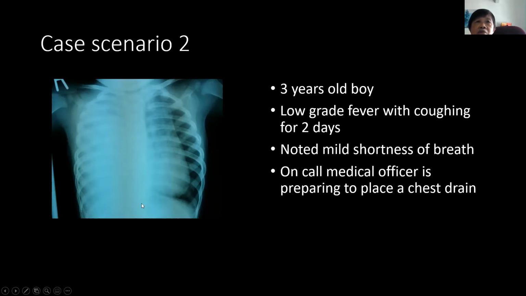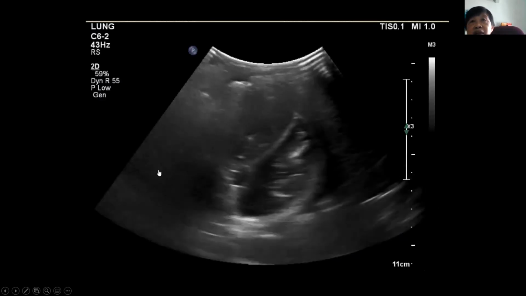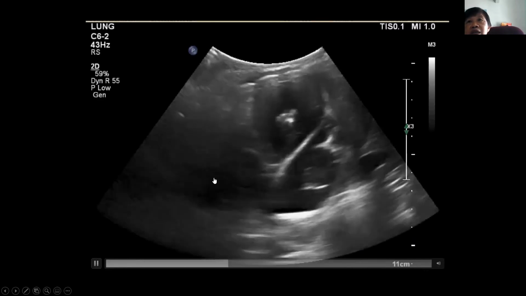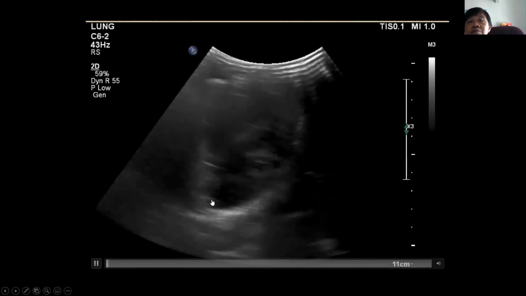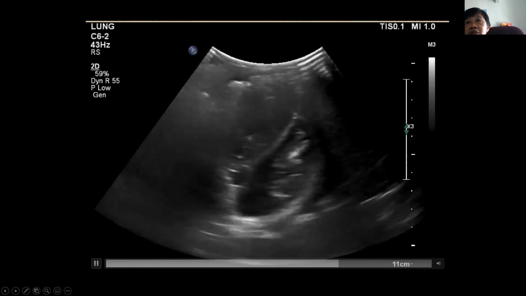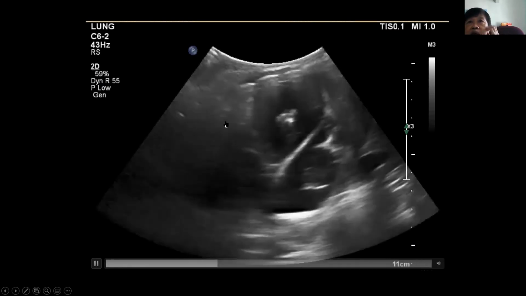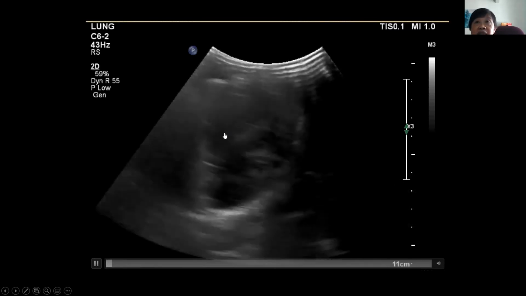Okay, so if you have experience with the first one, you thought, oh, I will put in the chest drain for this one. However, the decision made was to do an ultrasound, and what do you see here? You see not fluid. You see some structure inside here, which is a space occupying lesion. There's no spine sign, there's no air bronchogram that you can see, just a structure here. So obviously this is a tumor.